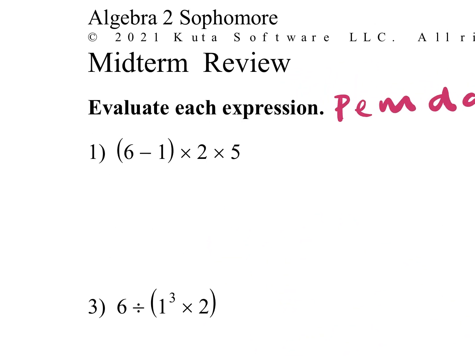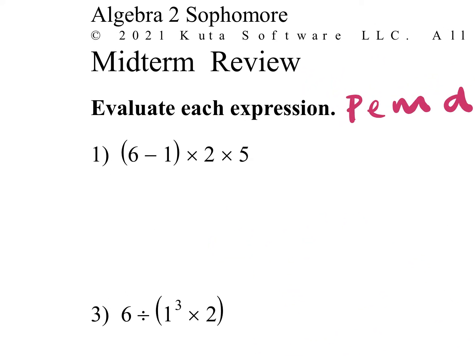So looking at number 1, for these we have to follow our order of operations. So what do I need to do first? Subtract. So I do the parentheses first. So 6 minus 1 is 5. So I have 5 times 2 times 5. So since I'm just left with multiplication now, I just work from left to right. So it's 5 times 2, 10, and 10 times 5, 50. So my answer is 50.